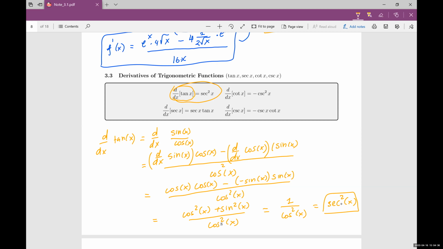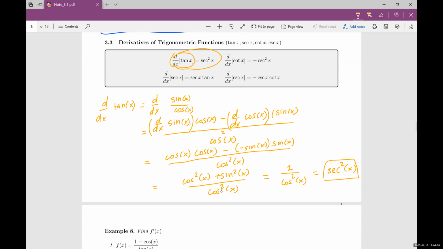So using the same process for cotangent, cosecant, and secant, you can find the derivative of these 4 trigonometry functions using quotient rule and product rule. And in this class, you can just use this result when you are trying to find the derivative of any of these functions. You don't have to derive this formula again.